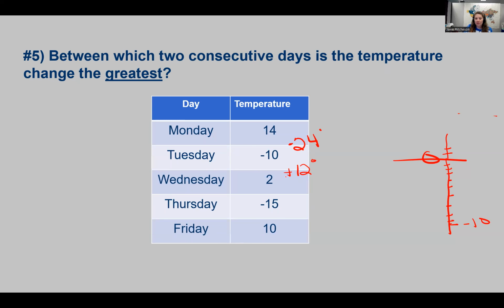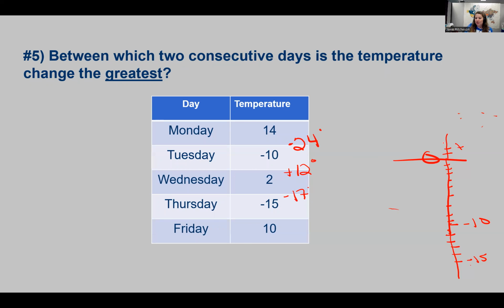All right, what about from Wednesday to Thursday? It was 2 degrees. It went way down here past -10 to -11, 12, 13, 14, 15. How much space separates +2 and -15? Well, that's a 17-degree drop. And then finally, Thursday, it was -15. And by the end of the day, Friday, it came way up here to positive.